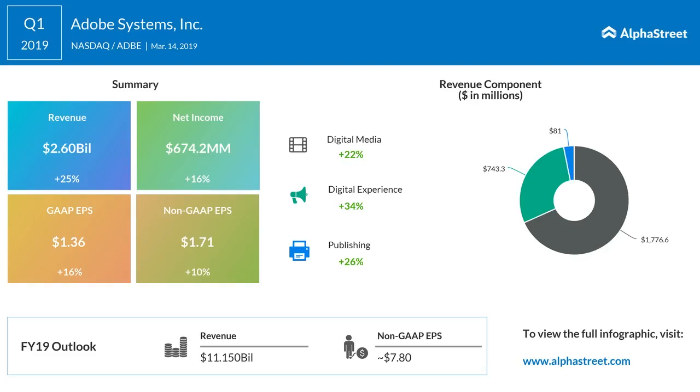In our digital media business, we achieved strong revenue in both Creative Cloud and Document Cloud in Q1. Net new digital media annualized recurring revenue, or ARR, was $357 million, and total digital media ARR exiting Q1 grew to $7.07 billion. Q1 creative revenue was $1.49 billion, which represents 22% year-over-year growth.